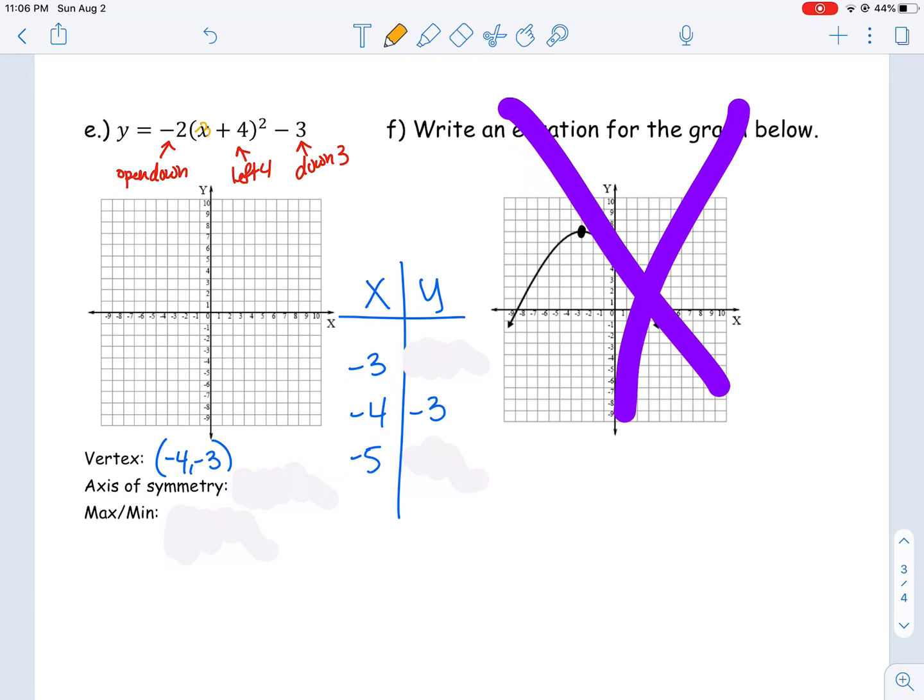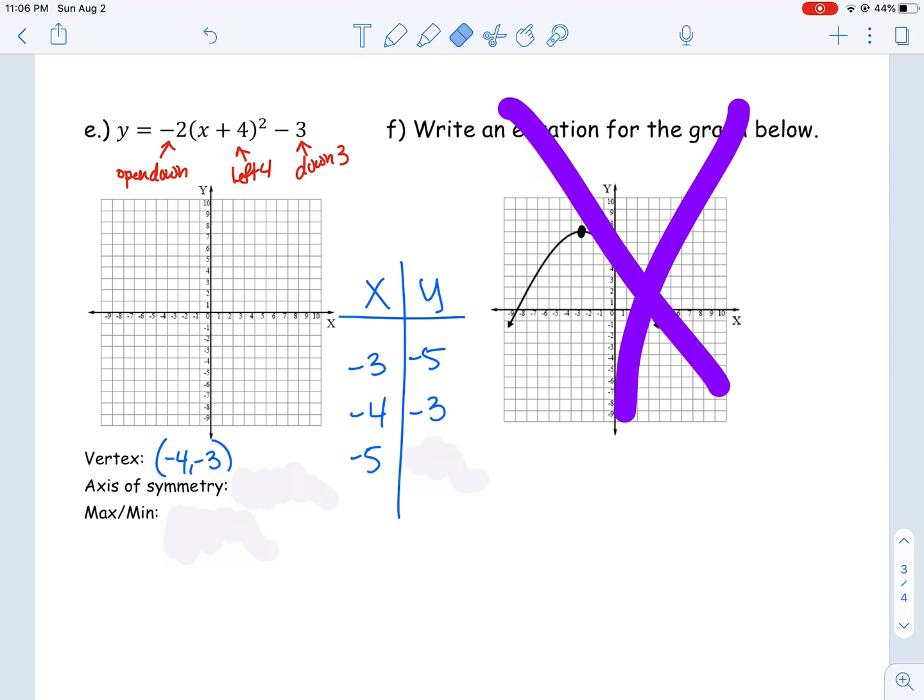If I plug in negative 3, plus 4 is 1. 1 squared is 1. 1 times negative 2 is negative 2. Negative 2 minus 3 more is negative 5. I know that I'm doing that in my head. It's probably not a great idea for you. You might want to slow down and write out all those steps so you don't mess up.